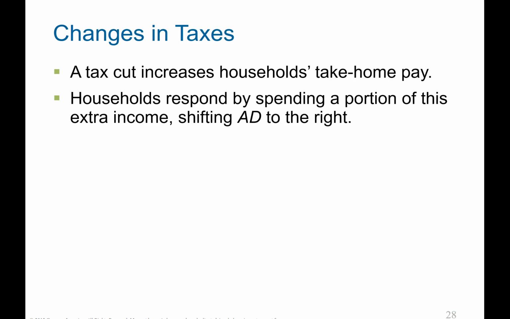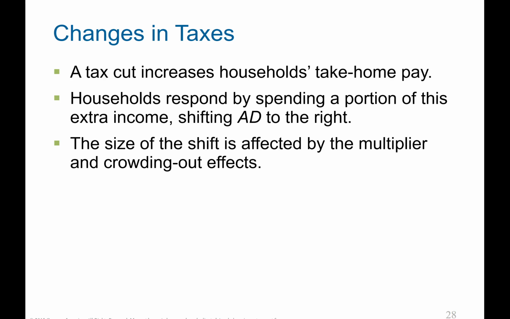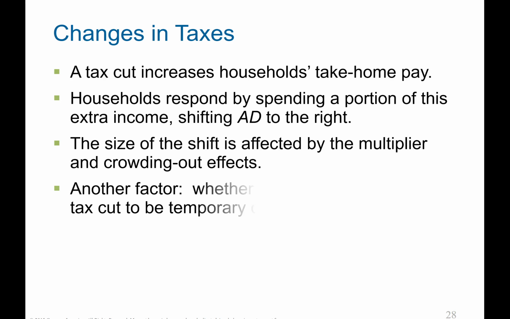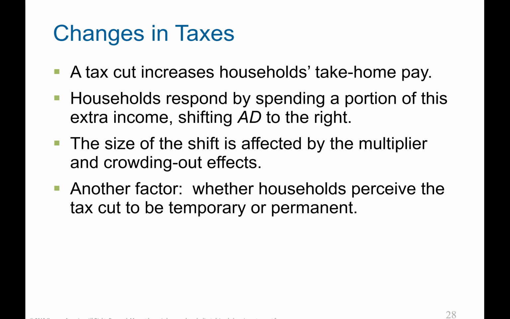All right, changes in taxes. A tax cut has an effect on households' take-home pay, how much money they've got in their pocket, and households, of course, are going to respond to this. They're going to spend a portion of this extra income, shifting aggregate demand to the right. And the size of that shift, like the size of shifts in other cases, is affected by the multiplier and the crowding out effects. How much effect will those have on the total expenditures after everybody has made all those transactions?